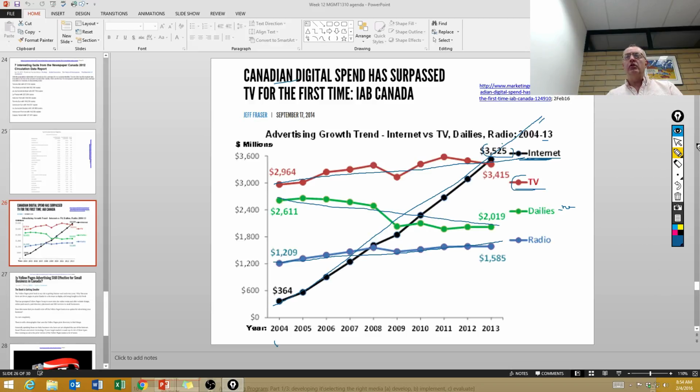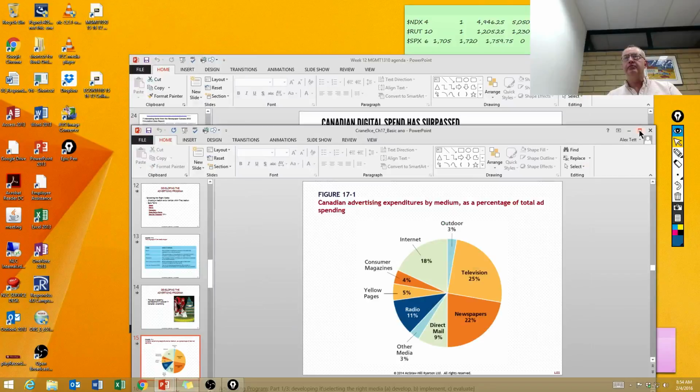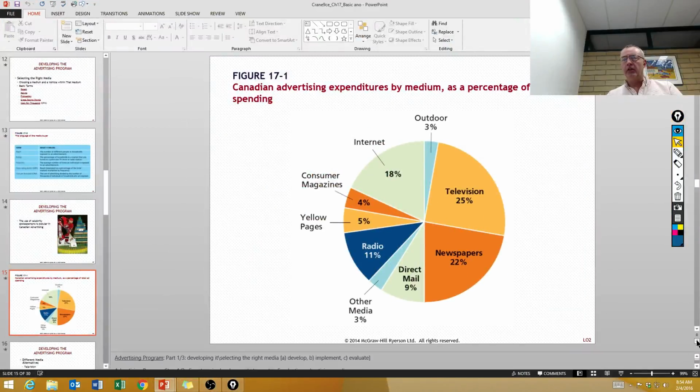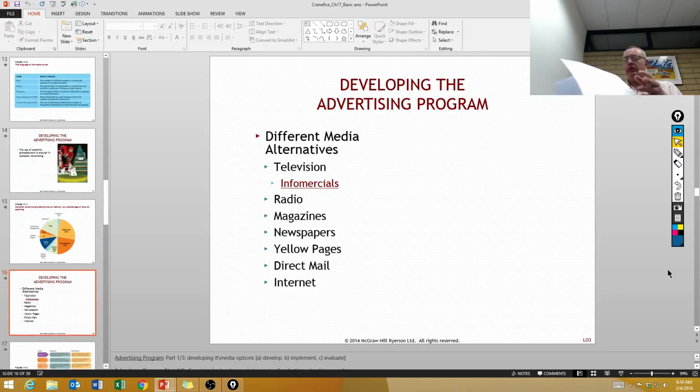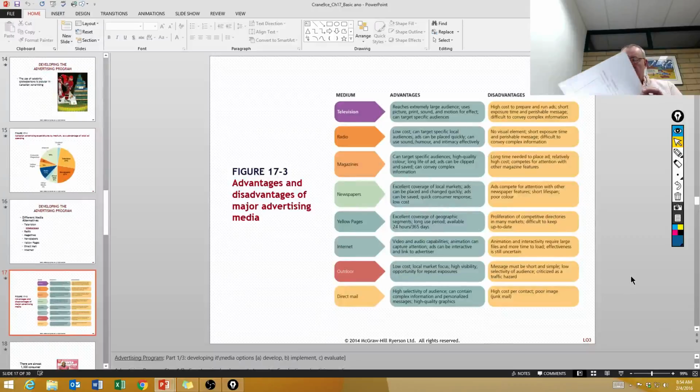Okay, so we're trying to select the best communications media for ads: internet, TV, newspapers, print, broadcast. There's a very large selection of these different media that we can select from, and we're going to look at some pros and cons of each one. We have a list of all these different media, and a little chart here in the book telling us the pros and cons of these different forms of media.